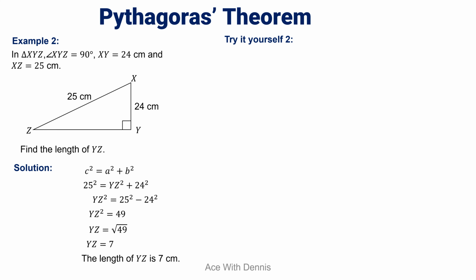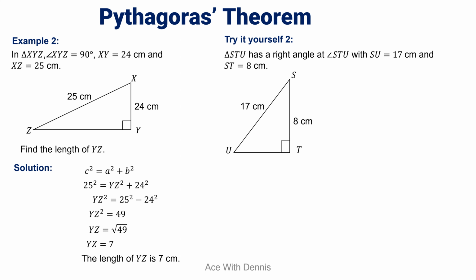Okay, so you can try this yourself. Given this diagram, triangle STU has a right angle at angle STU with SU equals 17 cm and ST equals 8 cm. Find the length of UT. You can pause the video and try to do it yourself.